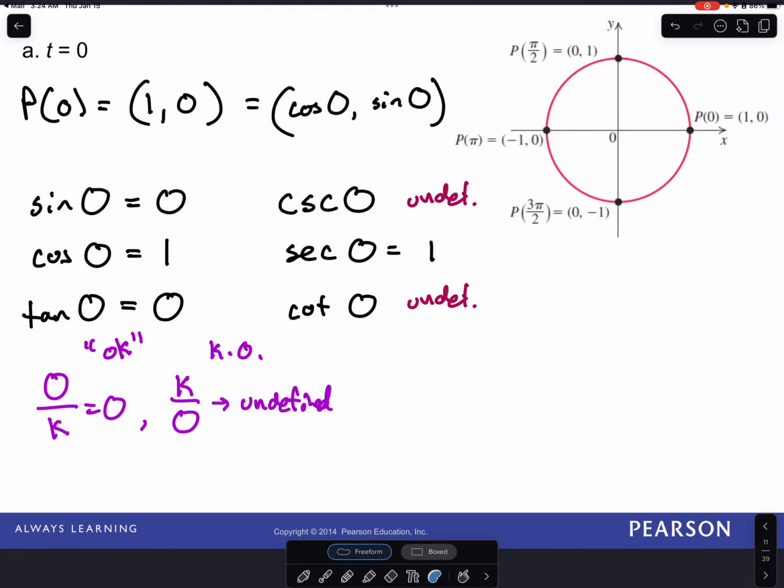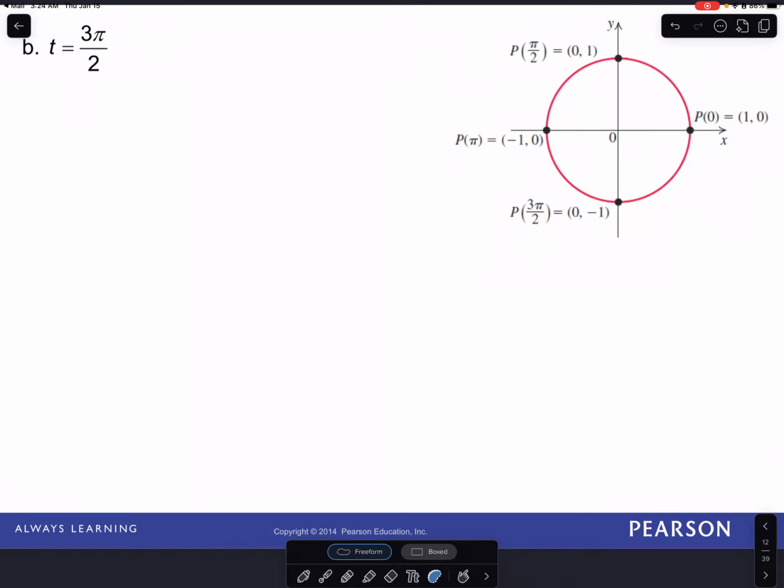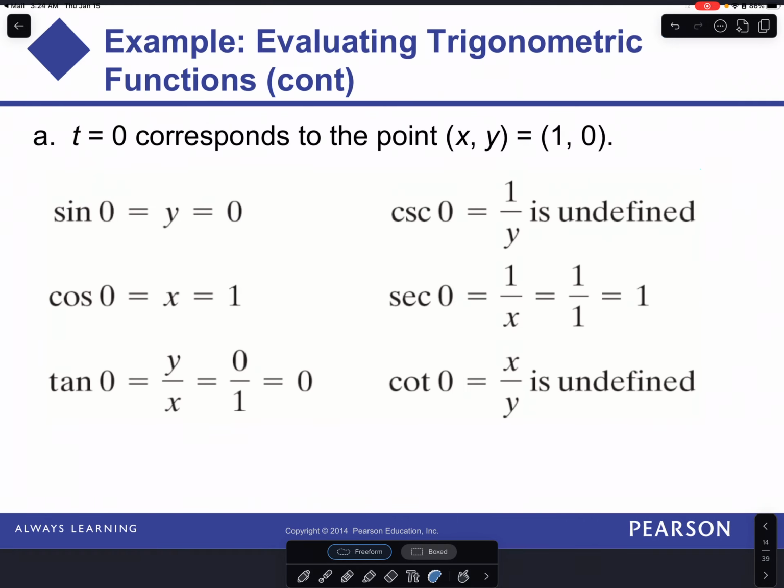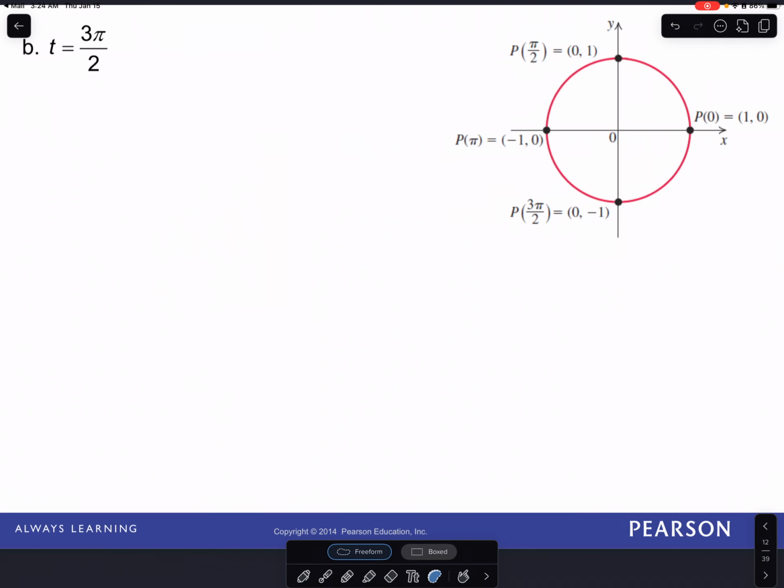Okay. All right, let's see how do we do. Yeah, let's do the others, and I kind of want to check that first one. Sine of 0 is 0, cosine of 0 is 1, tan of 0 is 0, and then undefined, 1, and undefined. Okay, so that's fine. So then for b, now 3 pi over 2.